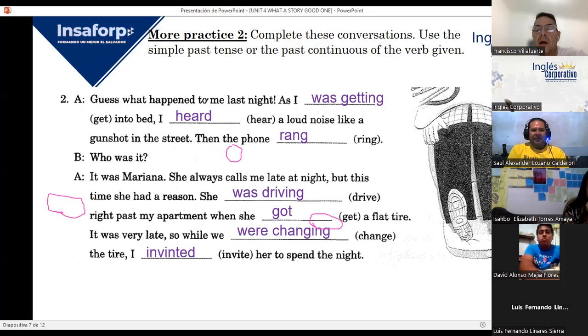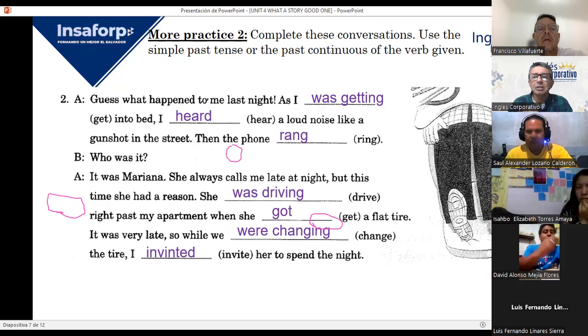Okay, hey guys, do this activity yourself from time to time, okay? That will help you develop this one and this one, because when you speak, you listen to yourself, okay? And that will help you.